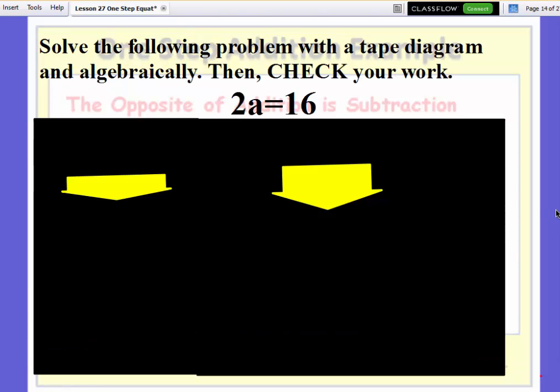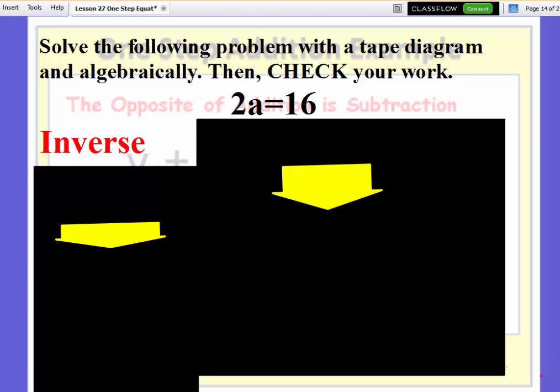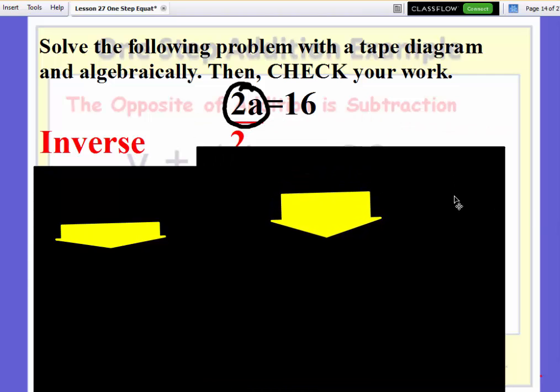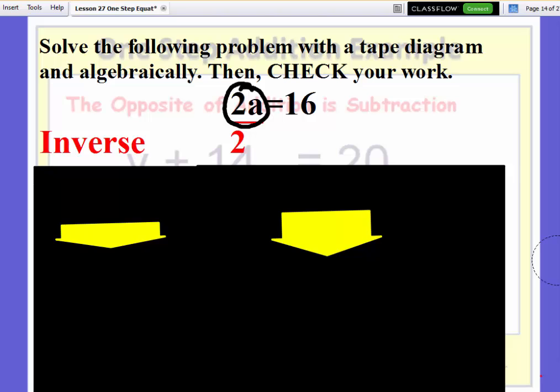Okay, now I'm going to check it algebraically. My first step is perform the inverse. So what does that mean? It means I'm going to see what math operation I'm doing here. I know it's multiplication because I know 2 next to a variable is multiplication. So my opposite, inverse means opposite, is I divide. So I'm going to divide 2 times a by 2, my inverse, the number that is next to that variable.